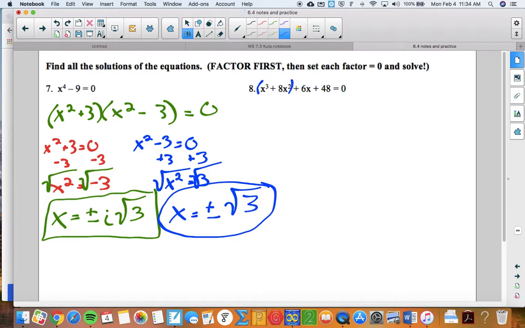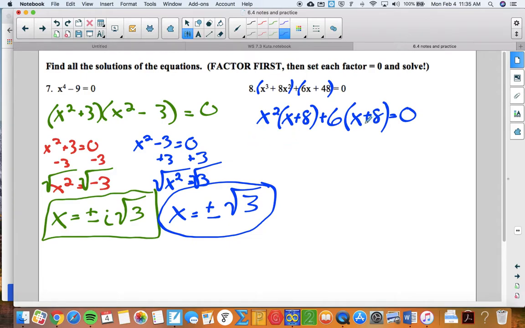Number 8, we cannot take a GCF out. No x, no constant. So we're going to just factor by grouping. So we get x squared, I'm factoring an x squared out of the first parentheses, in which case I'm left with an x plus 8. I'm going to factor a 6 out of this. 6 goes into 6x and 48. It's a positive 6 I'm factoring out. Leaves me with x plus 8.